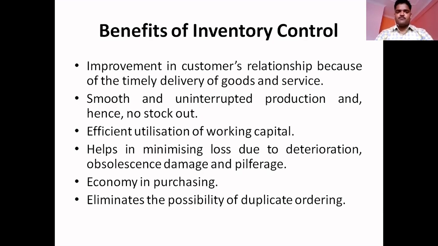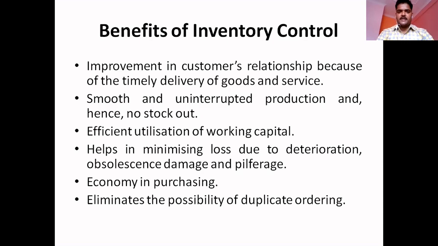And the next is smooth and uninterrupted production and hence no stock out. So it will also contribute to a smooth and uninterrupted production. Uninterrupted production का मतलब क्या है कि basically यहाँ पे production process जो है that will be continued, there are no interruptions and hence no stock out. Stock out means ऐसा ना हो कि किसी भी material का stock आपके पास available नहीं है और you are out of stock, stock out हो गया, so that will lead to the interruptions in production. So basically इंटरप्शंस नहीं होने चाहिए, दैट विल बी पॉसिबल जस्ट बिकॉज ऑफ द इन्वेंटरी कंट्रोल.